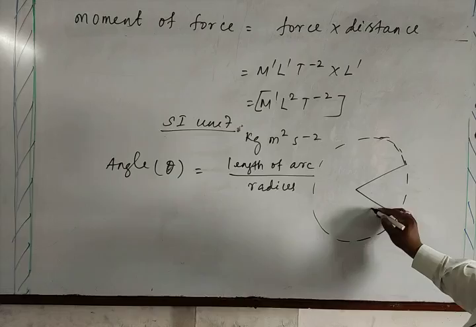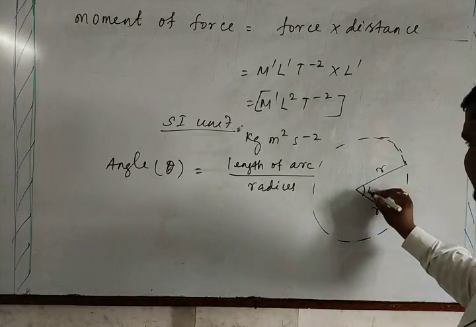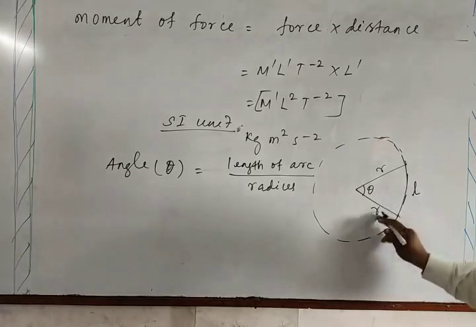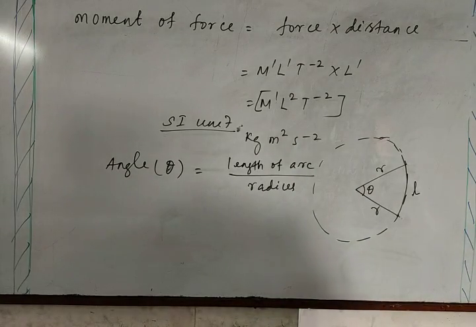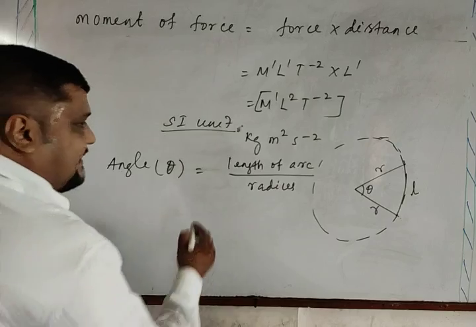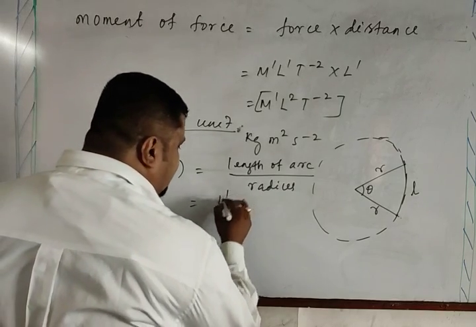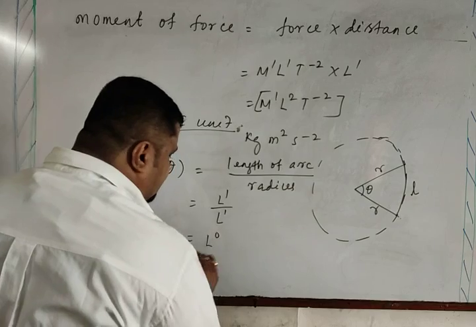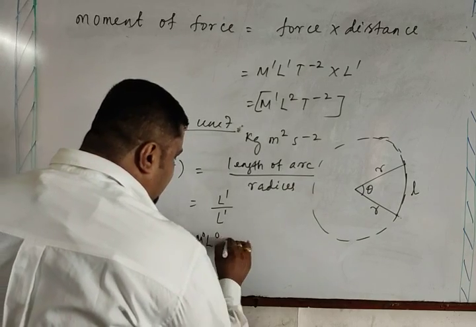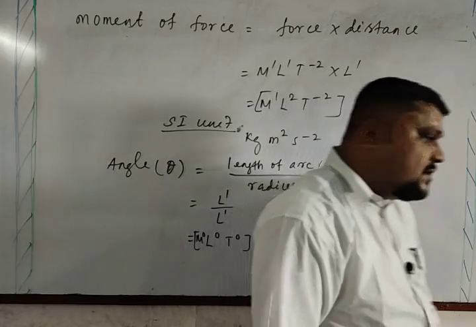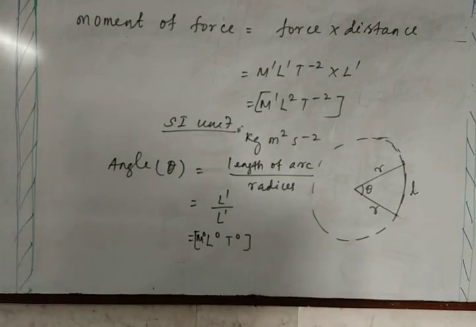So this is the radius, this is the radius, and this is the angle theta. So this is the arc: L by r, length of arc by radius. This is called angle. So what is this angle? Length of arc by radius means length is L1 and radius is L1. So what is the unit here? That is equal to L0, or I can write M0 L0 T0. Clear? So M0 L0 T0, that is the angle.